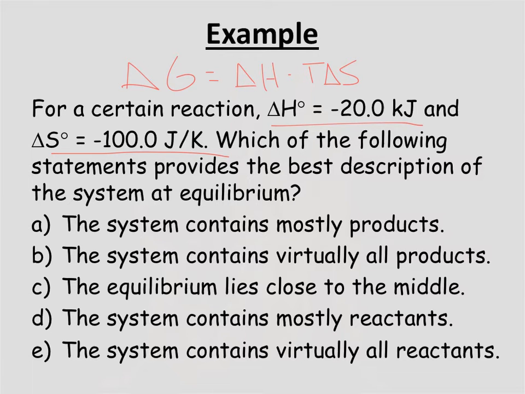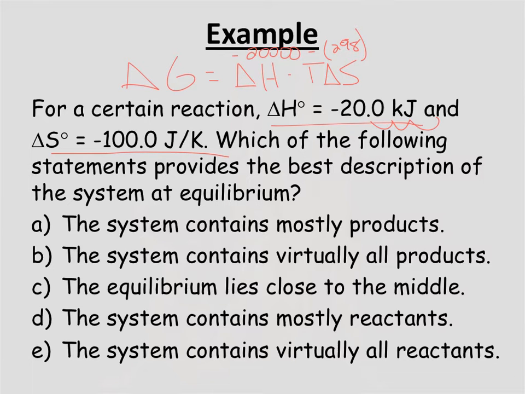Okay, so if I plug this in, I'm going to go ahead and just make it joules. So joules-wise, making that to joules, you'd move it 3 spots. So negative 20,000 minus, we don't really know the T. I'm going to use 298 because that is kind of like room temperature.